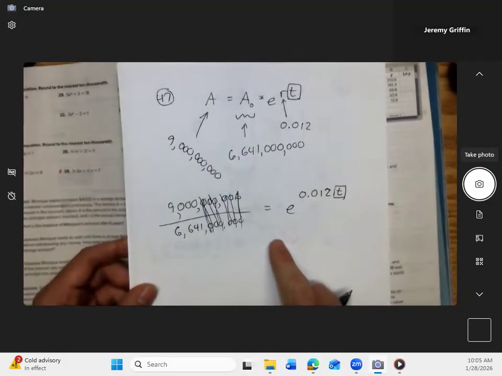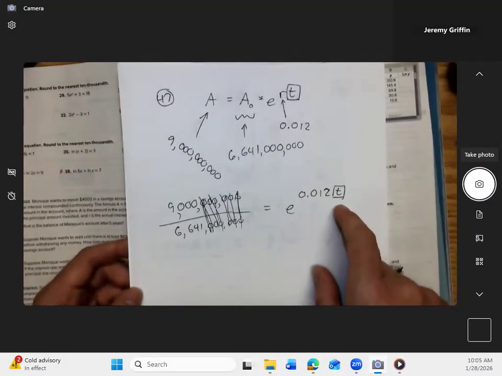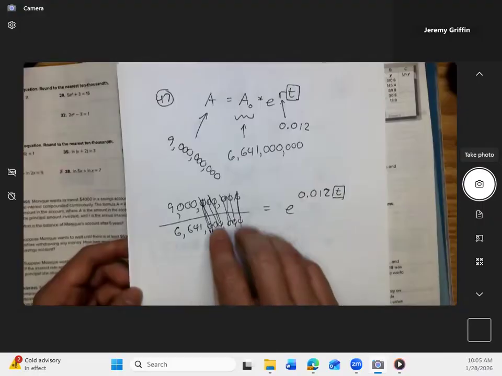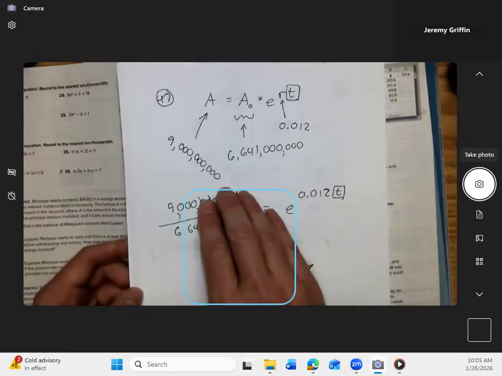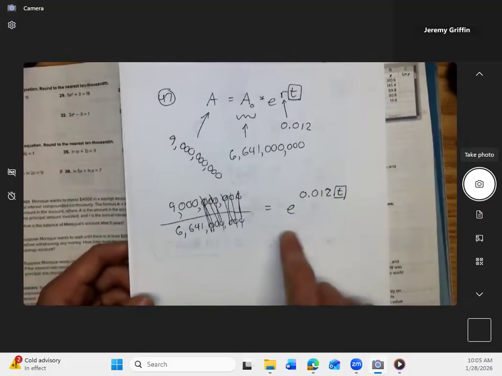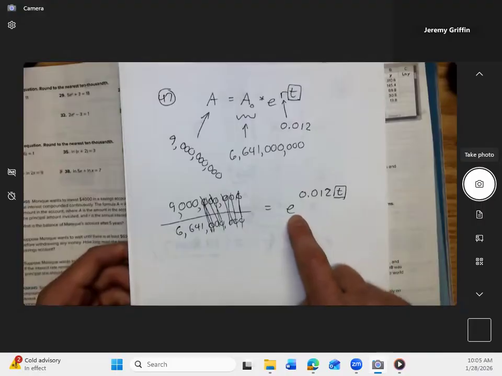Guys, what's the next step? How do you get t out of the exponent? You have to apply a logarithm. And that's supposed to be 9 billion. Yeah, it was 9 billion. But all these zeros cancel out all the way up to like the millions, because 9 billion over 6 billion. Let's do a natural logarithm because there's an e right here.